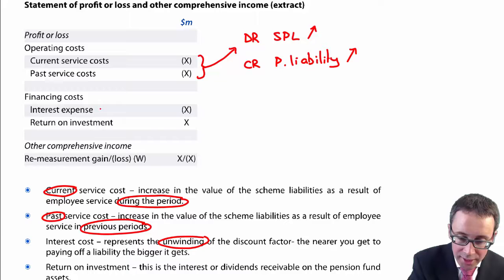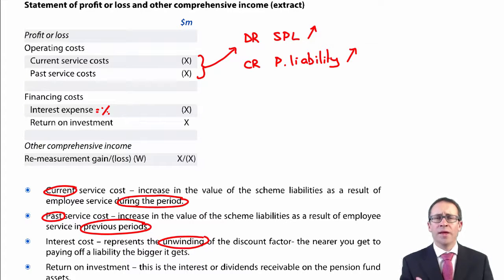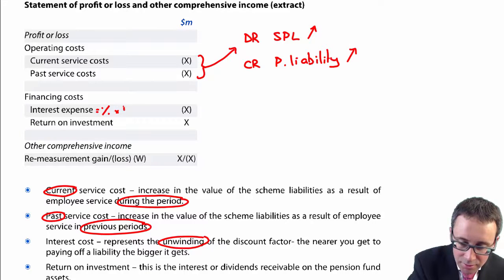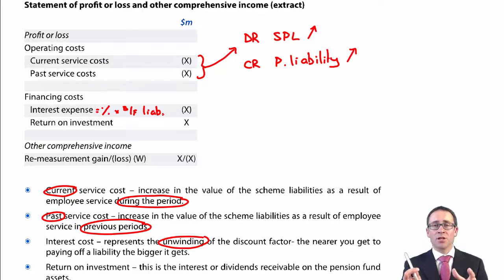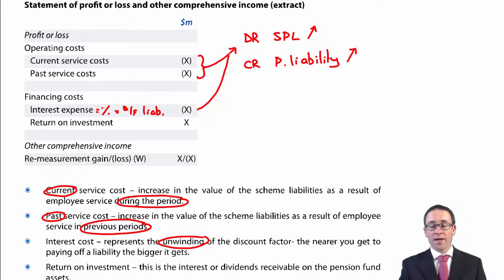Okay, to work out the interest expense, you take the percentage given within the question, which is normally the interest rate on high quality corporate bonds or government bonds, and you multiply that by the value of the opening liability. So you take the liability at the start of the year and apply the percentage. Again, if you're looking at a journal entry, you debit the statement of profit or loss, increasing the expense, and credit the pension liability.